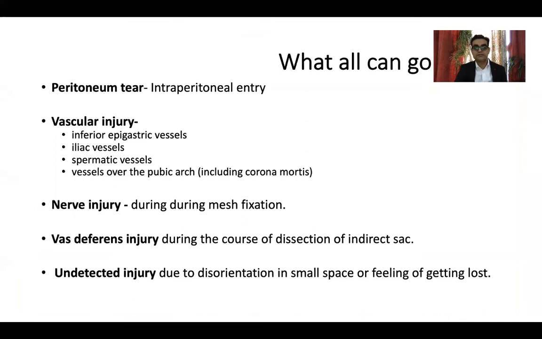Next, and very significant, are the vascular injuries, right from the inferior epigastric injury on the top, iliac vessels caudally, spermatic vessels laterally, and the vessels over the pubic arch, classically known as the corona mortis, on the medial side. You have to be very, very careful not to injure any of these. Nerve injuries definitely can happen, and they happen usually during mesh fixation, and that too laterally. Vas deferens injury is nothing new to extraperitoneal approach because it can actually happen in open surgery as well, because in the indirect sac, the vas is very closely adherent to the sac. So whenever you do the dissection, you have to be very careful. The vas deferens has to be identified and isolated.